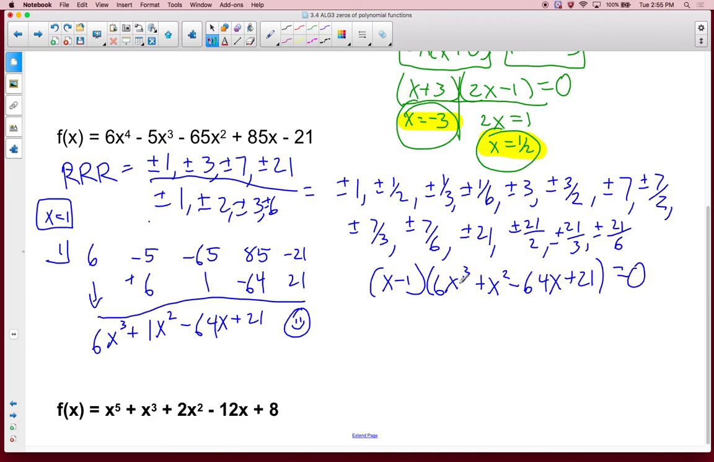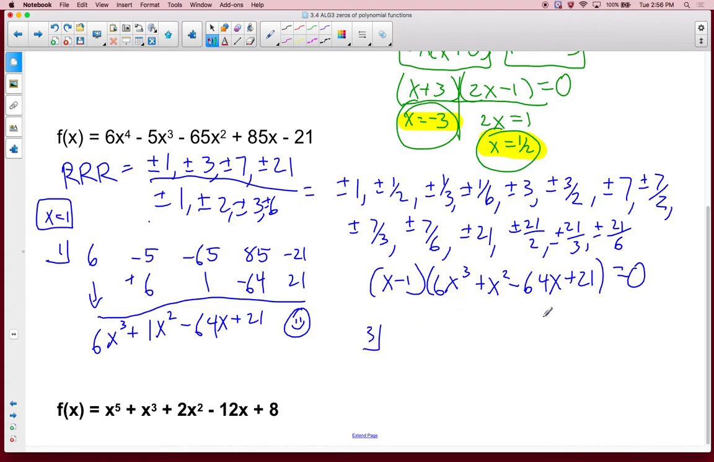So now we need to factor this cubic, and notice we still have a 6 and a 21 to end with. Our constant is 21, and our leading coefficient is 6. So again, we're using these as our possible rational roots. Keep in mind that sometimes you will have repeated zeros. So the 1 can work again, but it won't always work. Okay? So I'm going to try a different number. I'm going to try 3. See if that will work.